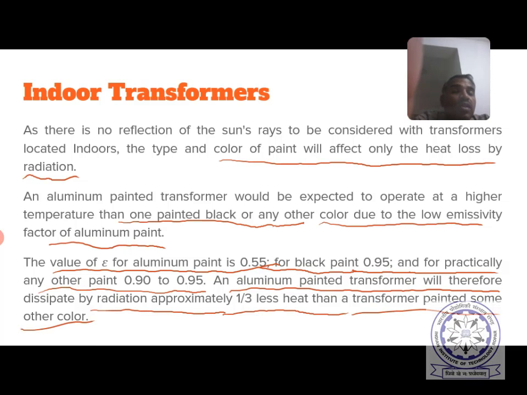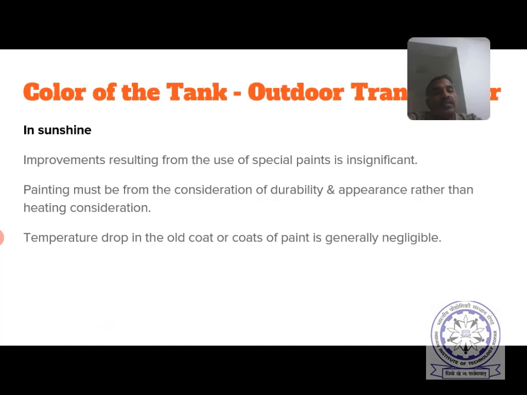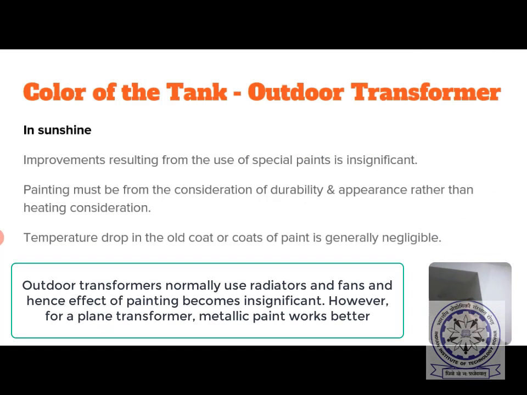That's what, it is a wrong perception that normally exists, that metallic paints will emit or radiate the heat energy better than these non-metallic paints. But it is not so. We have to be careful in choosing the color of these plain tanks. And what about the color of the tanks for an outdoor transformer? What is good for an outdoor transformer?